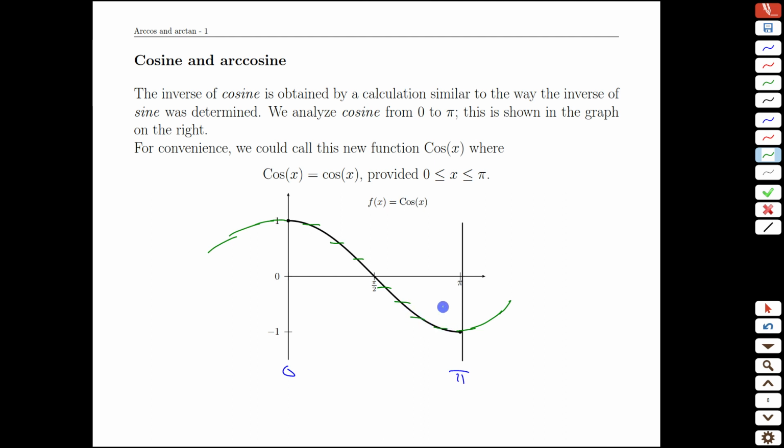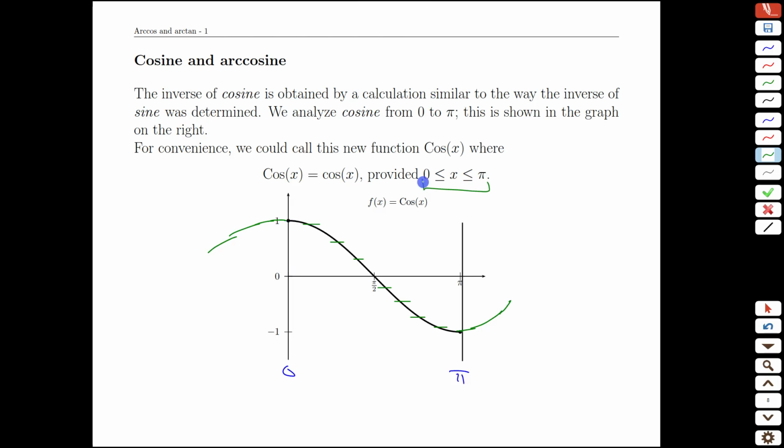horizontal line test. And so we define this capital C cosine function, which just limits the domain to that safe interval where we do pass the horizontal line test. We can't go any further because then we'd start getting duplicate y values again. Can't go any further back for the same reason.